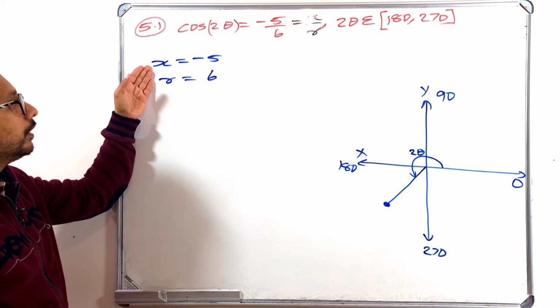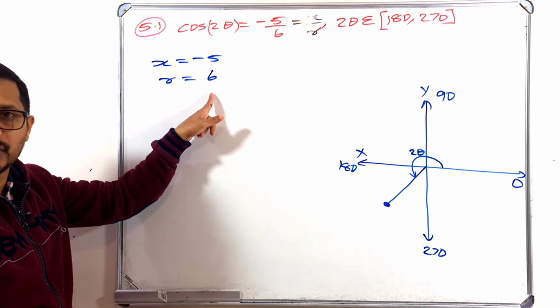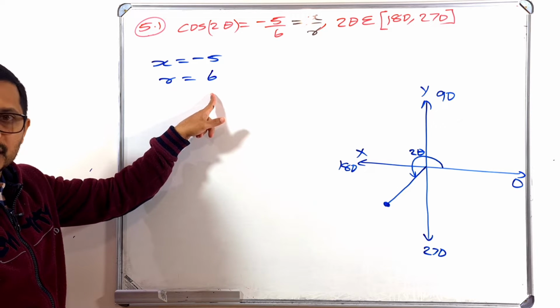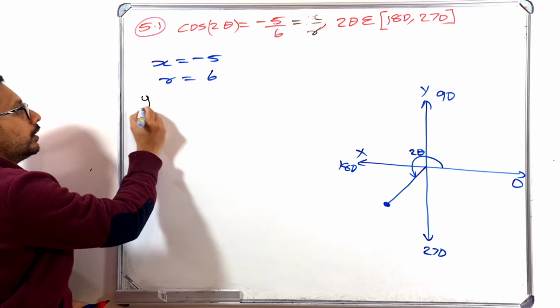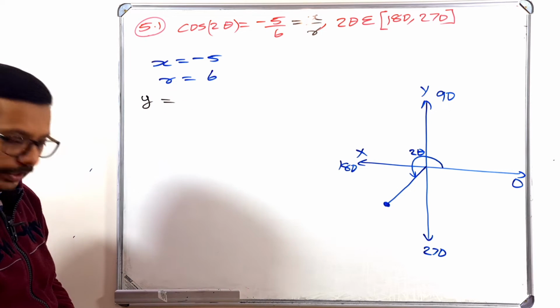Okay, so which one is short there? Which one is not here? We have the x value and the r value. Which one is not there? Y is not there. So we have to find the value of y. Okay, so there also remember like this.